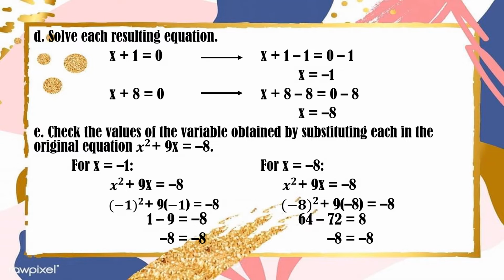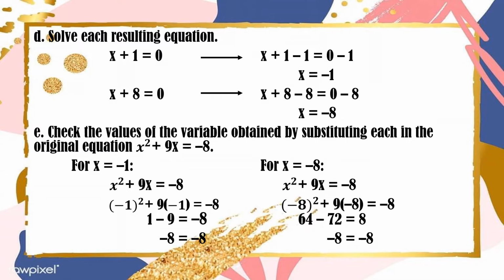If we square negative 1, it will become positive 1. Then positive 9 times negative 1 will be negative 9. So we subtract since they are unlike signs, and we're going to copy the sign of the number that has the greater absolute value.